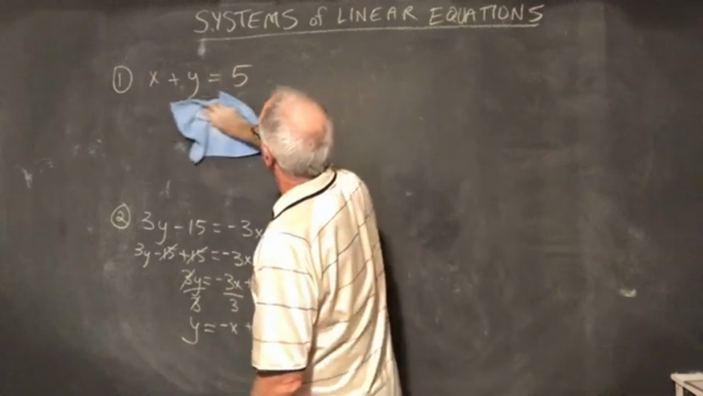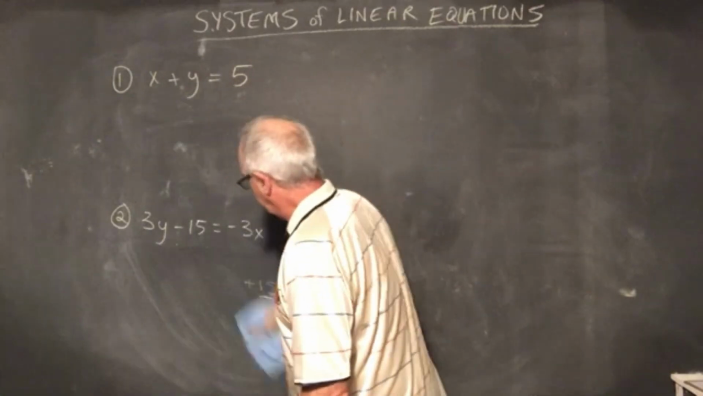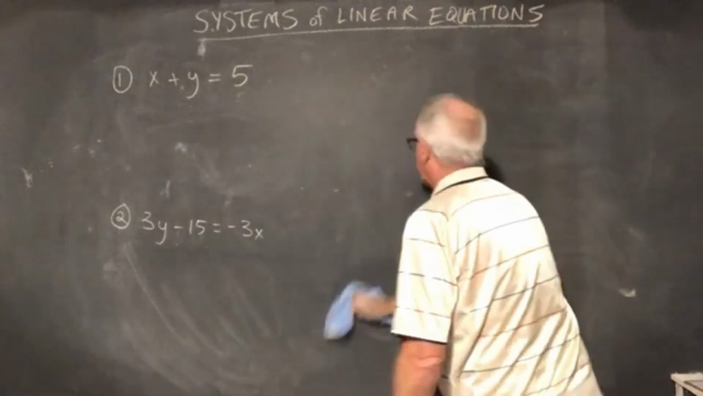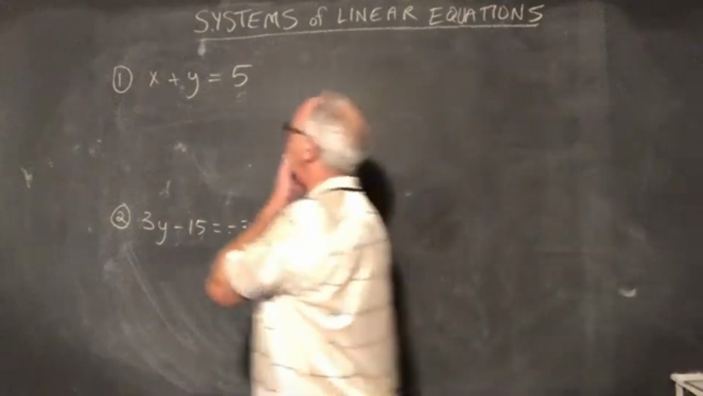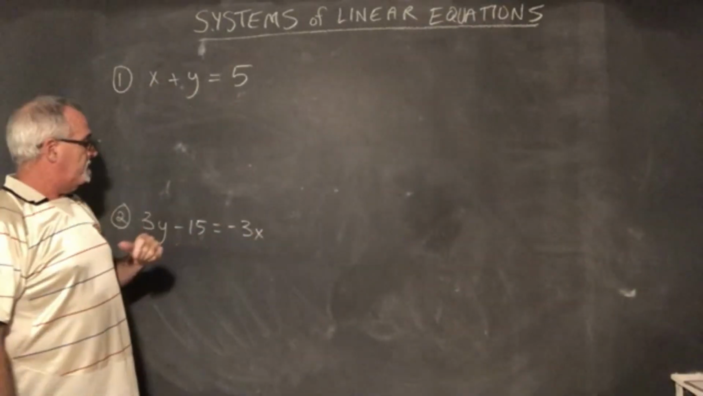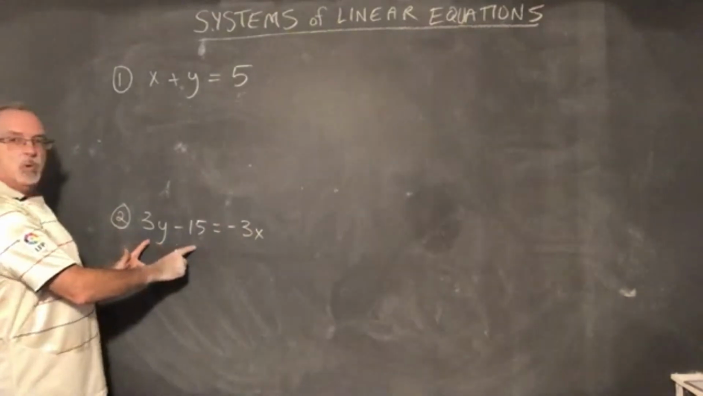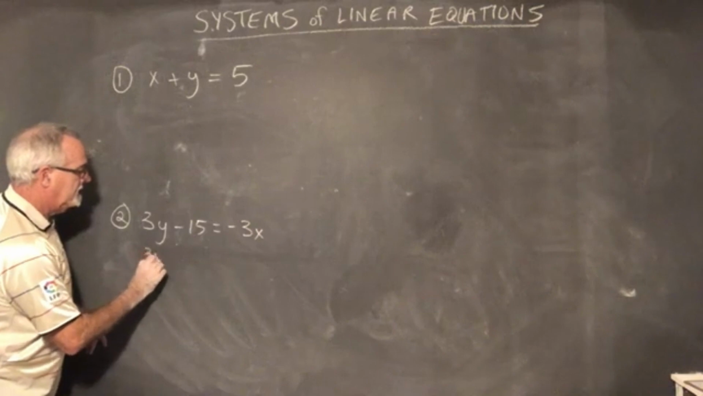Erase most of my algebra. Just keep the original equations. Now let's do the elimination method. Okay, for elimination we want ax plus by equals c form. This one's already in that form. This one, not quite. So I'm going to add a 3x to both sides.